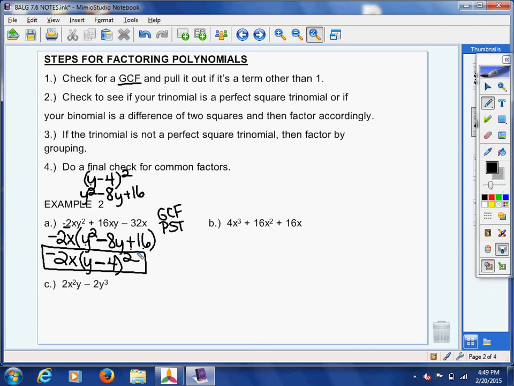It's going to take you a little while to get the hang of this. That's what I want to show you in example 2, do a couple in example 3, and then let you try some, okay? Let's look at B.